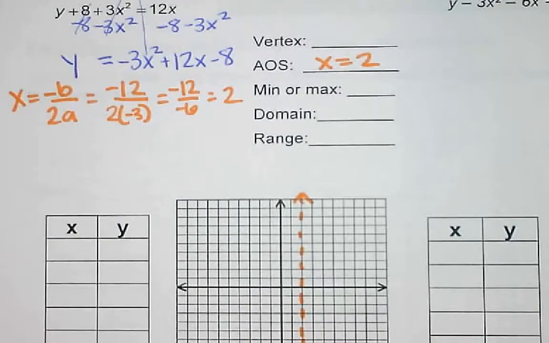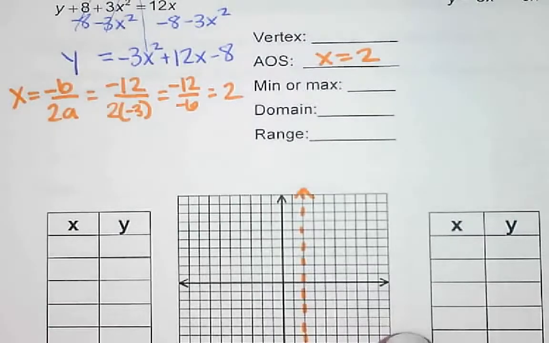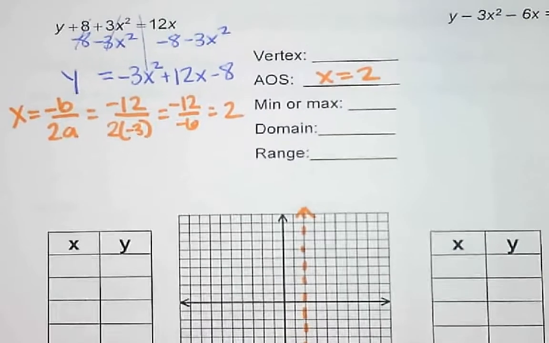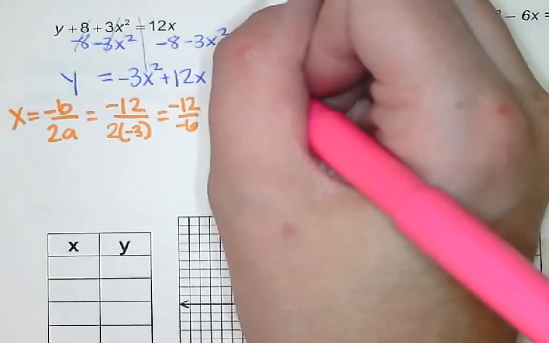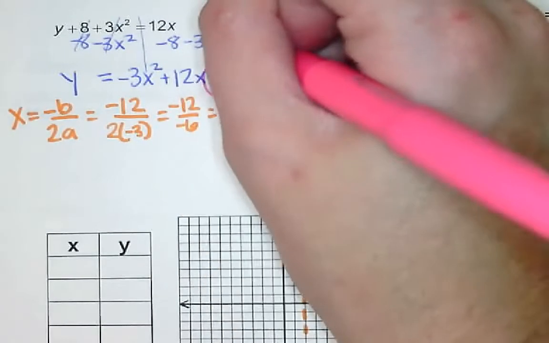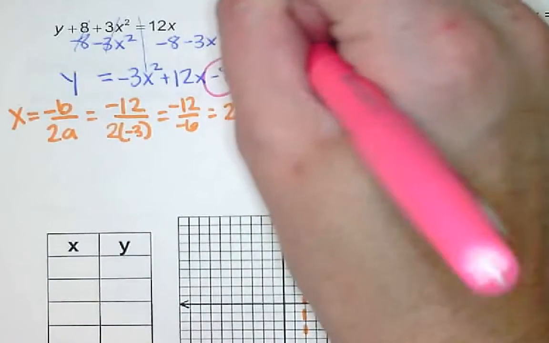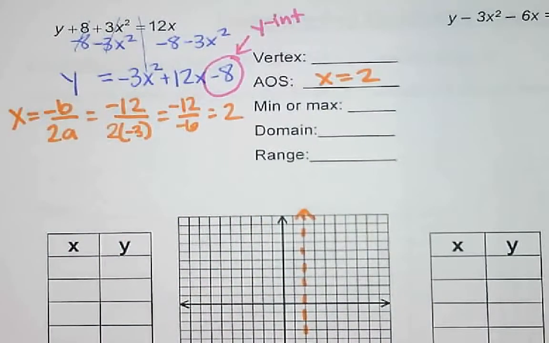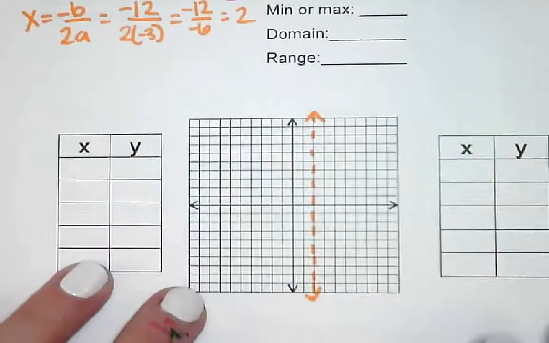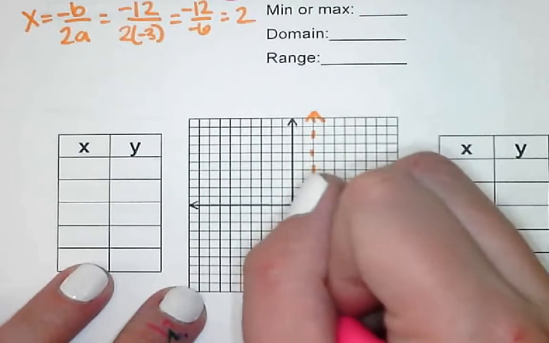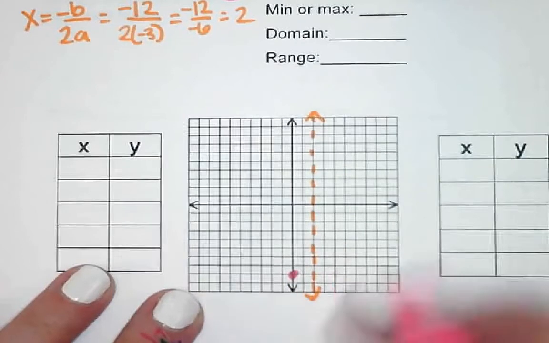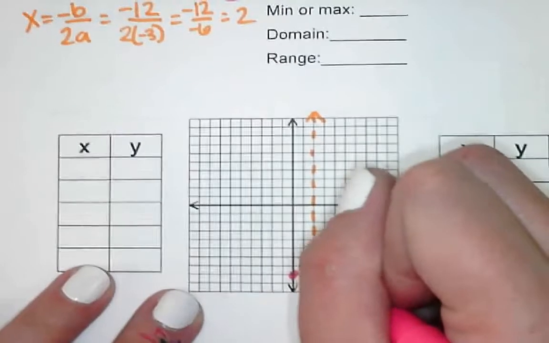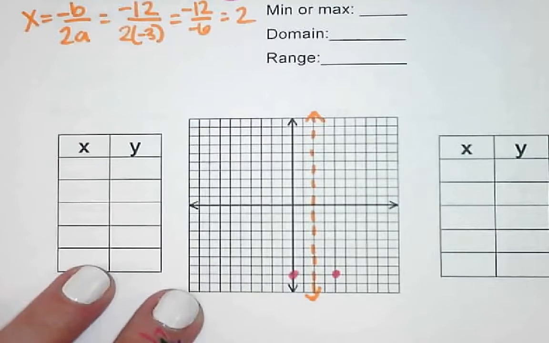Are there any other points that we could just graph right away from the equation? The y-intercept. My y-intercept is right here at negative 8. So I'm going to go down here. I'm going to graph my negative 8. And I'm going to reflect it across the axis of symmetry to be right there. So now I have 2 points. But I want to figure out what all the rest of my points are.